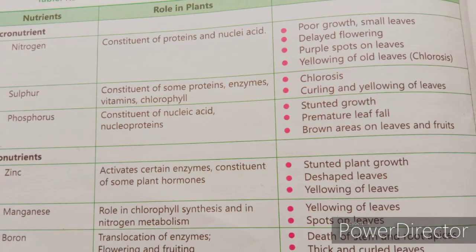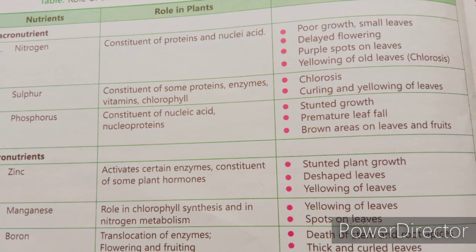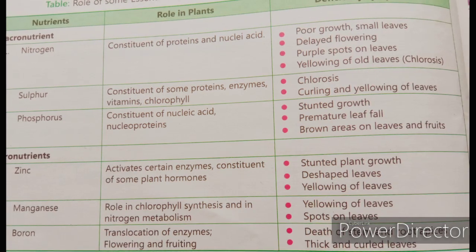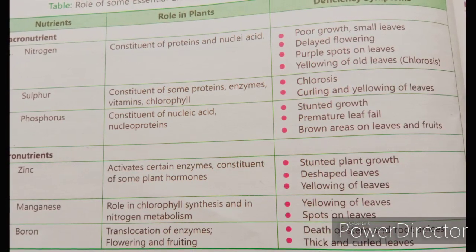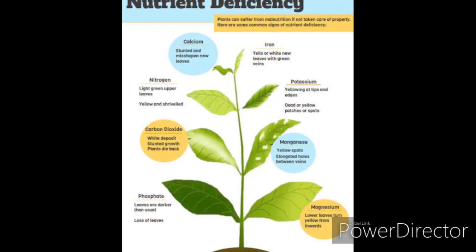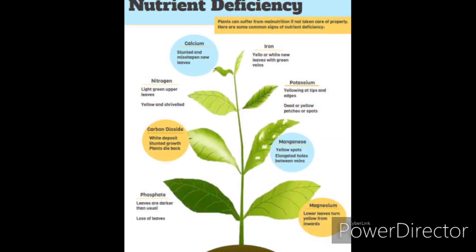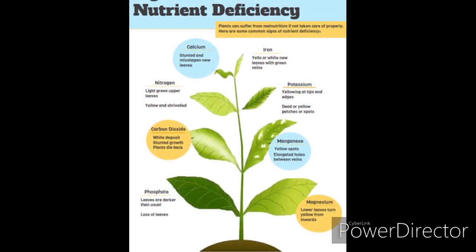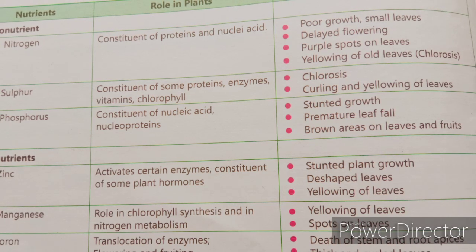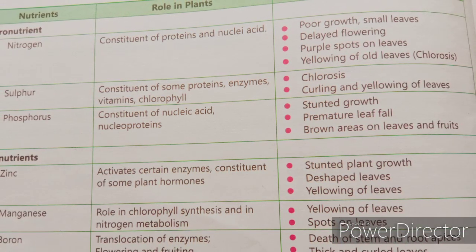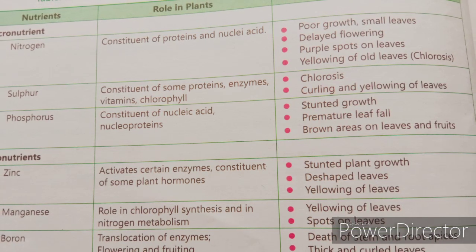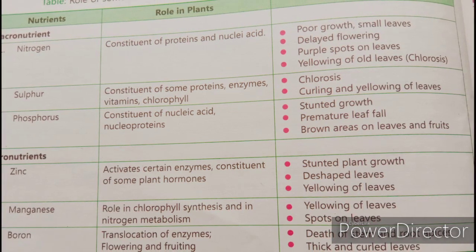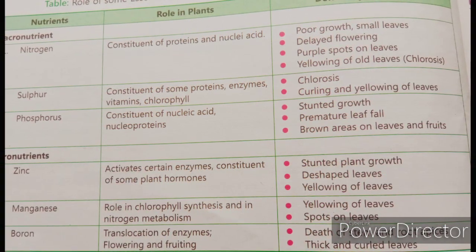Now, sulfur, a constituent of some protein, enzymes, vitamins, and chlorophyll, its deficiency also leads to chlorosis and curling and yellowing of leaves. Even young leaves will curl and become yellow because of lack of sulfur in the plant. Phosphorus, it is a constituent of nucleic acid and nucleoproteins. So deficiency of phosphorus leads to stunted growth. The growth will be lesser than what it should. There will be leaf fall, the leaves will fall before time, and brown areas on leaves and fruits can be seen.